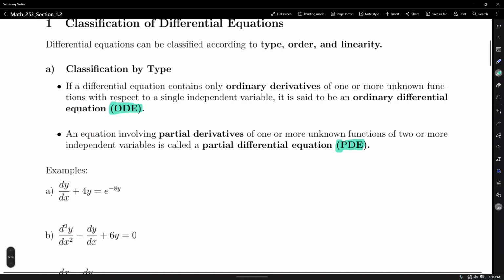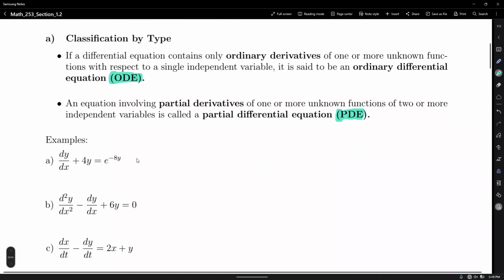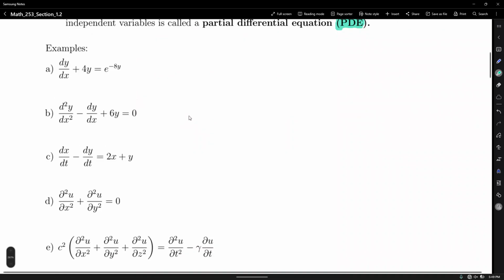For ordinary differential equations, those are written in terms of ordinary derivatives. That is, the solutions to these equations are functions of one single variable, as opposed to partial differential equations, which are equations whose solutions are functions of more than one variable. Recall from calculus 3 that when we take the derivative of a function of multiple variables with respect to one variable at a time, that's essentially a partial derivative.